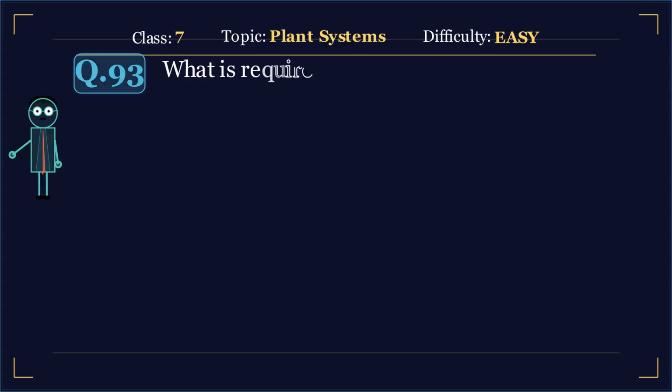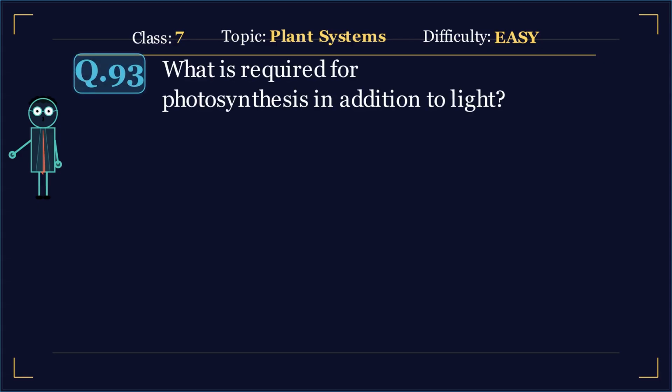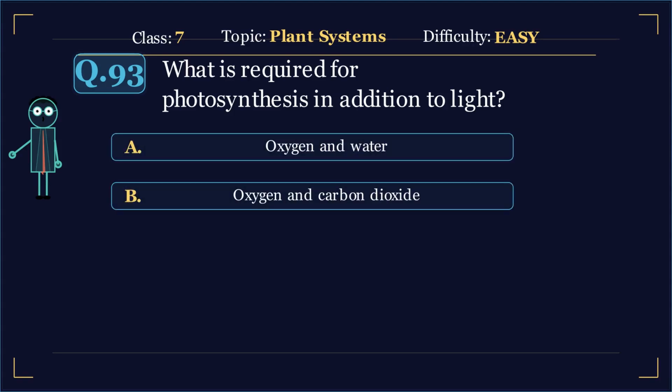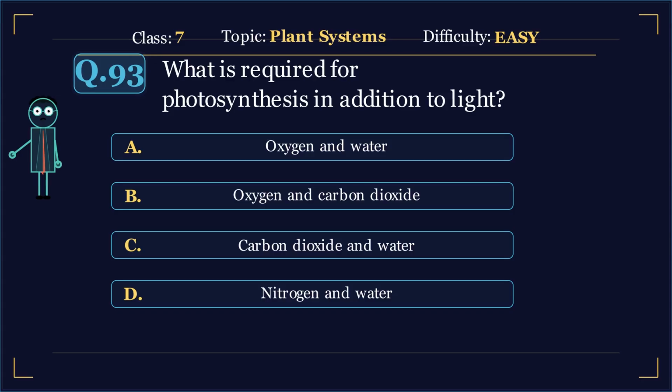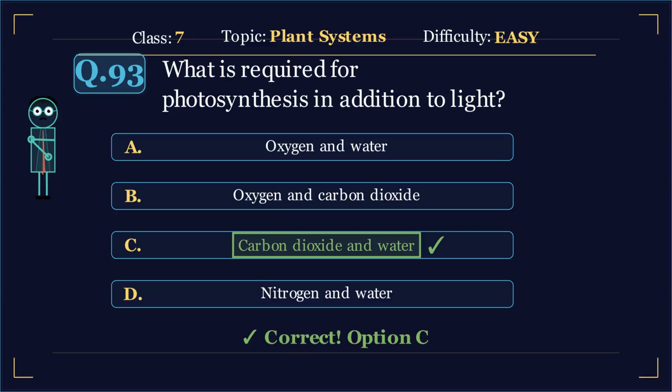Question 93. What is required for photosynthesis in addition to light? Option A, oxygen and water. Option B, oxygen and carbon dioxide. Option C, carbon dioxide and water. Option D, nitrogen and water. The correct answer is option C.